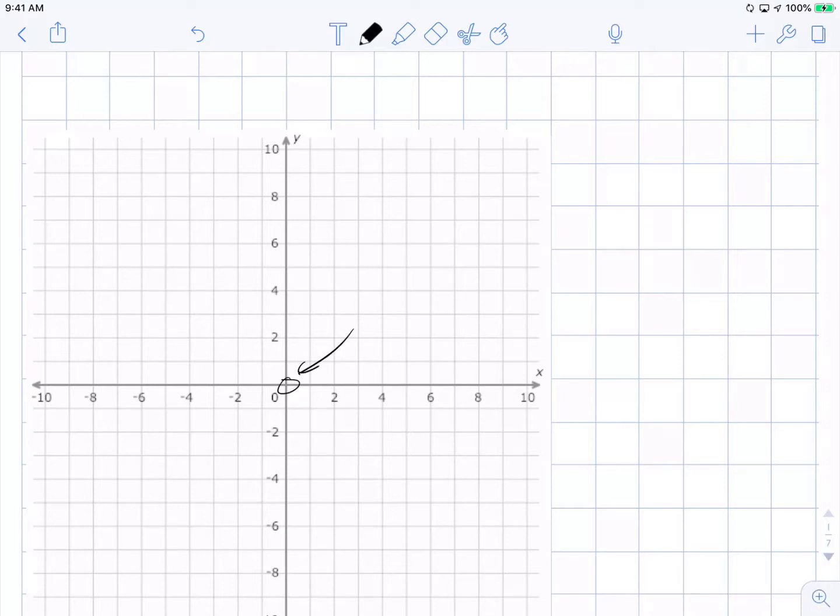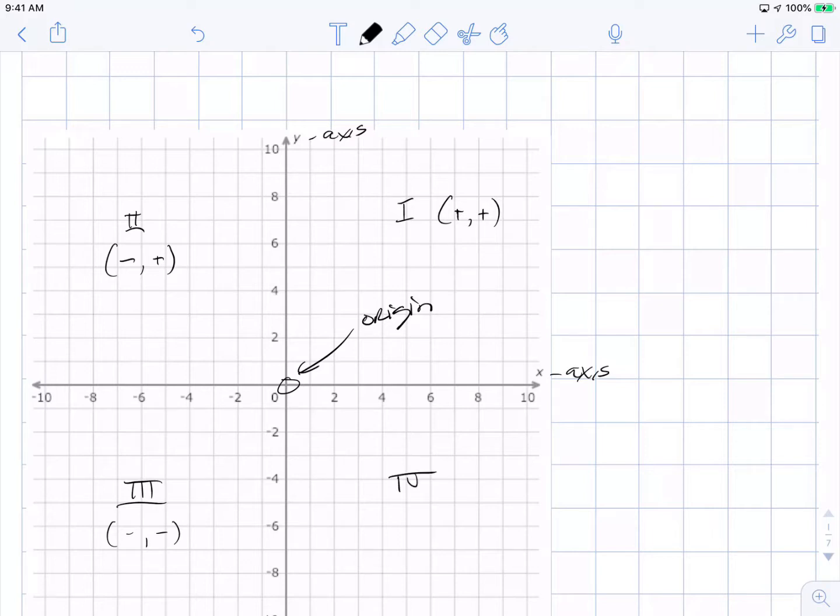This point right here is called the origin. That is where the x-axis and the y-axis intersect, or it's also known as the coordinate 0, 0. This is quadrant number 1, where the x-coordinate is positive and the y-coordinate is positive. This is quadrant 2, where the x-coordinate is negative and the y-coordinate is positive. Quadrant 3, of course, where both are negative. And this is quadrant 4, where x is positive and the y-coordinate is negative.